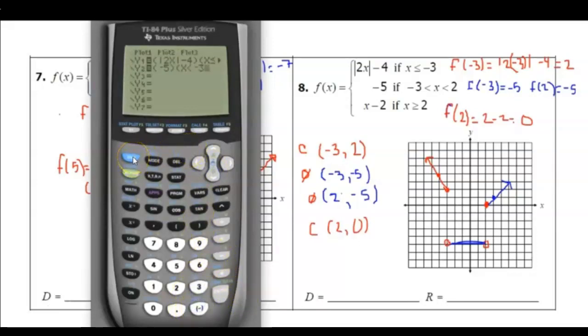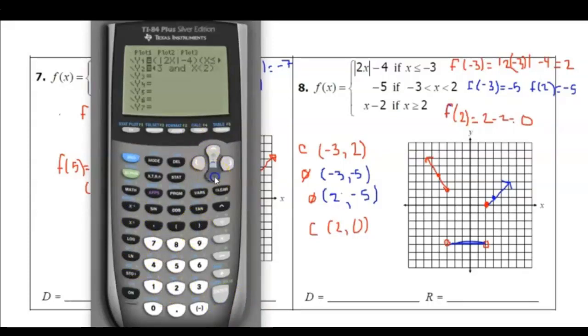I find the conditional statement by doing second test again, but I'm going to scroll over to where it says logic. There I see the word and. So I'm going to hit enter, and it pops in. Then I'll do the next part of this statement, which is that x is less than 2. So I'll do x, second test, down here to less than, and then I put 2. And I'm going to close my parentheses.